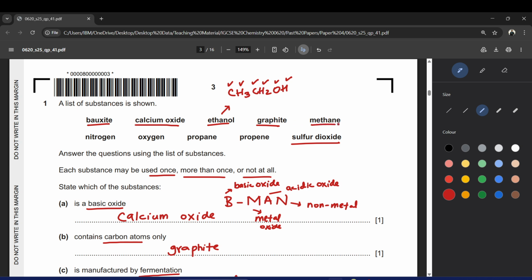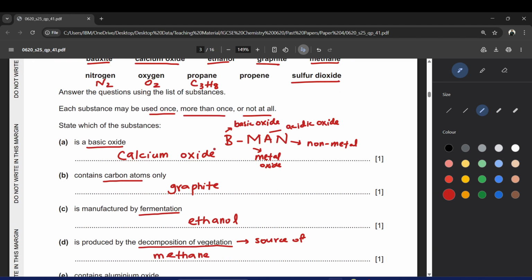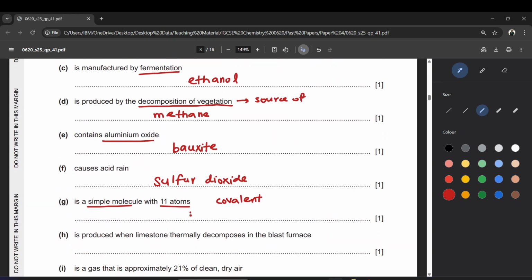Then let us look at methane. Methane is CH4. This contains only 5 atoms. Nitrogen, okay, that's N2, only 2 atoms. Oxygen is 2 atoms. Propane is C3H8, right? So therefore, we can see 3 plus 8, that is equal to 11. So therefore, propane is the answer.